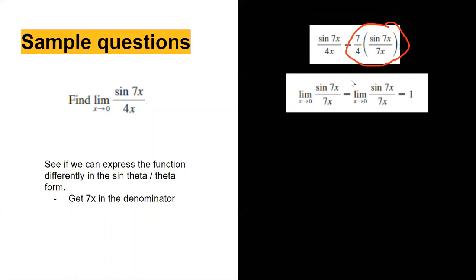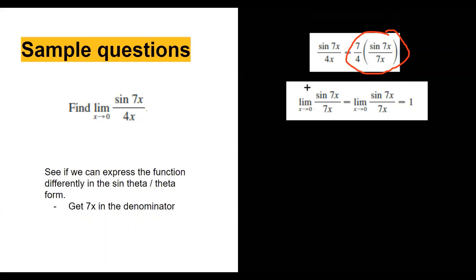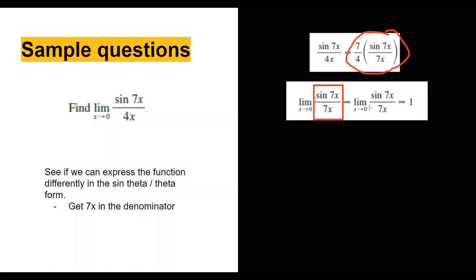And when I do that, this entire part becomes 1, which, as you can see, when limit x tends to 0, the entire thing turns to 1.